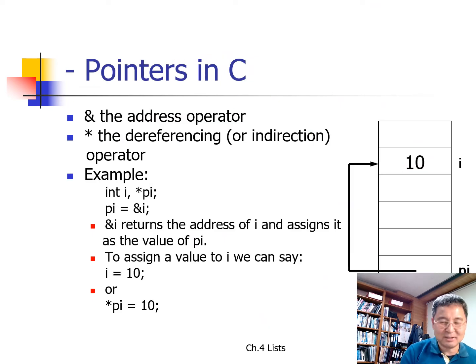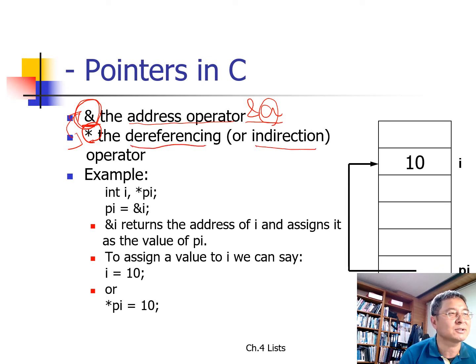So this is C language. We are very familiar with these operators in C language. The ampersand is called the address operator. That means if we are given a variable, we can find the address of that variable using this ampersand. So ampersand A means the position, the address of variable A. And the opposite of ampersand is asterisk. The star symbol means the dereferencing or indirection operator.